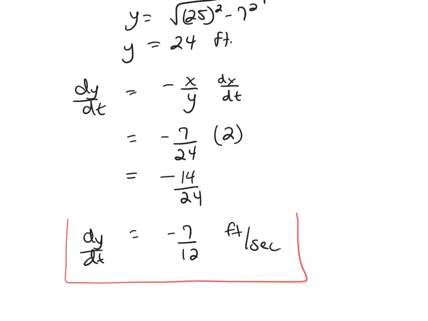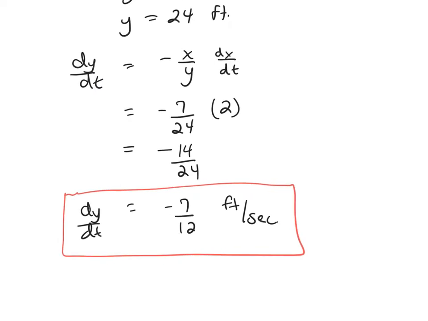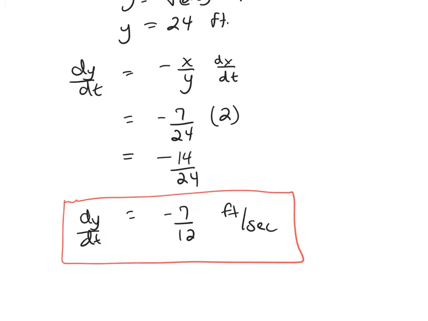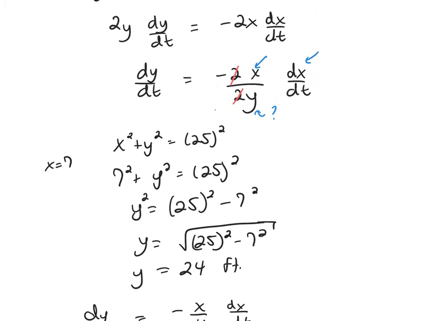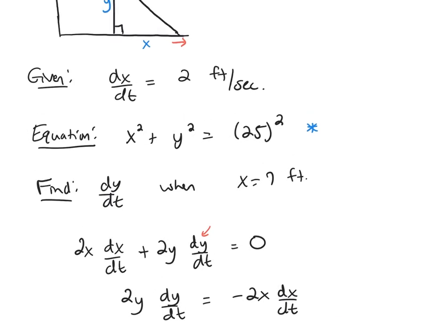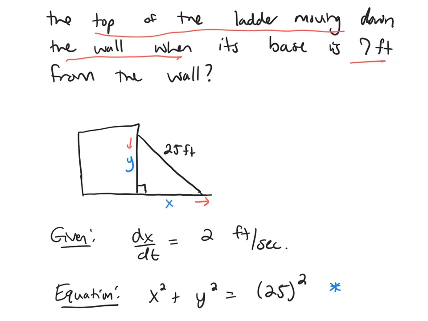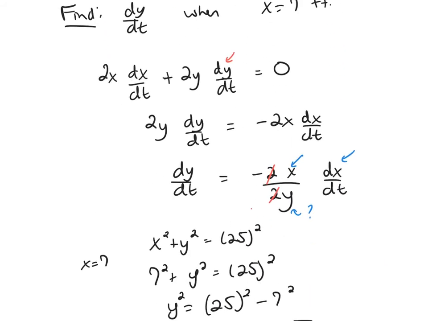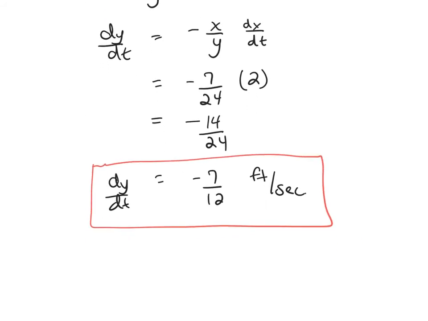So here's my answer. One thing I want to comment on is I got a negative answer for this. And if you go back to your picture, this makes sense because as the ladder slides down the wall, y is going to be decreasing. And so dy/dt should be negative. Okay.